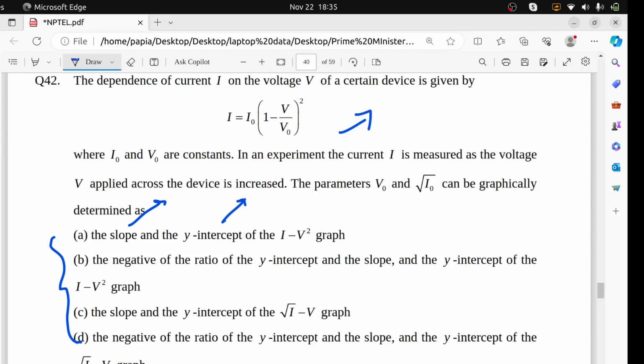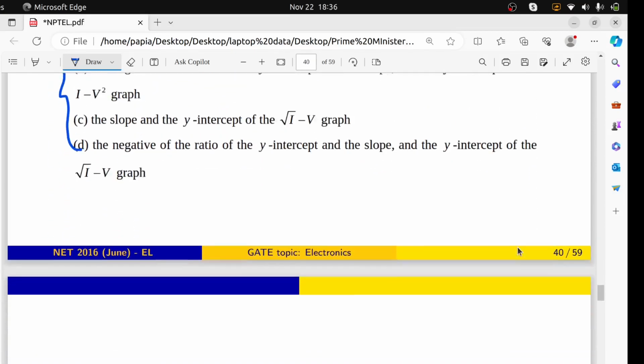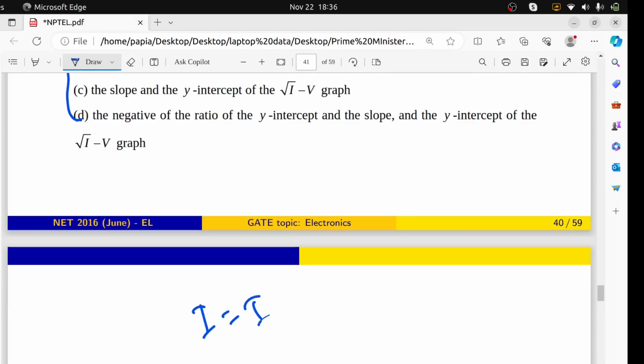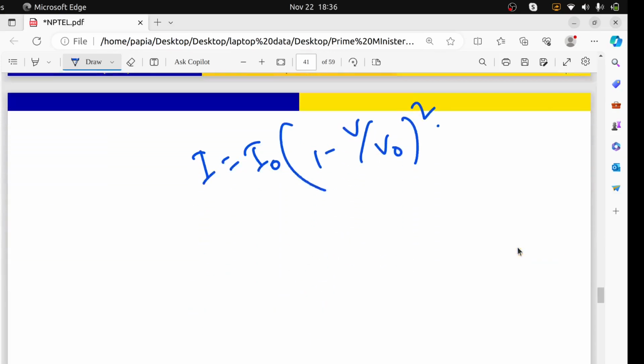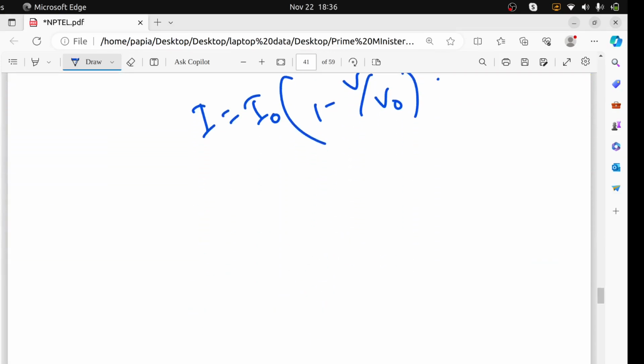I am going to write the expression here, I equals I0 (1 minus V by V0) whole square. I am not going to read the options right now. When we have the plot, then we can see the statement. I equals I0 (1 minus V by V0) whole square. Right? Okay.